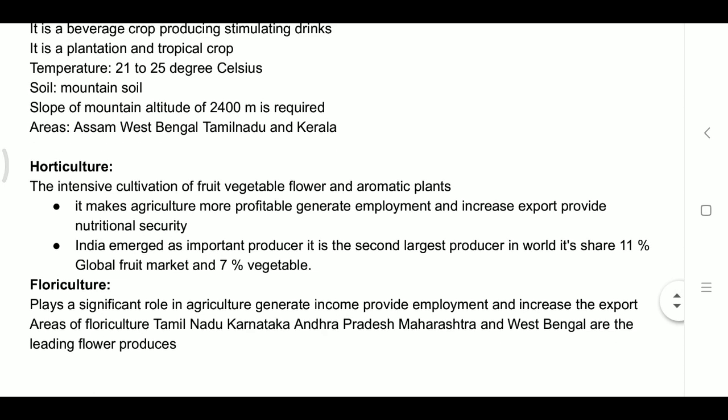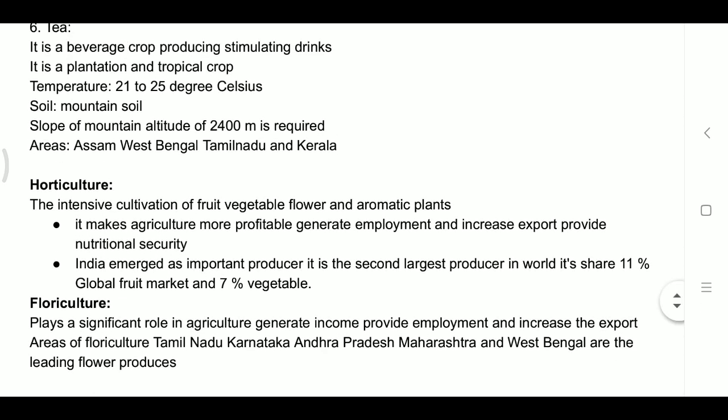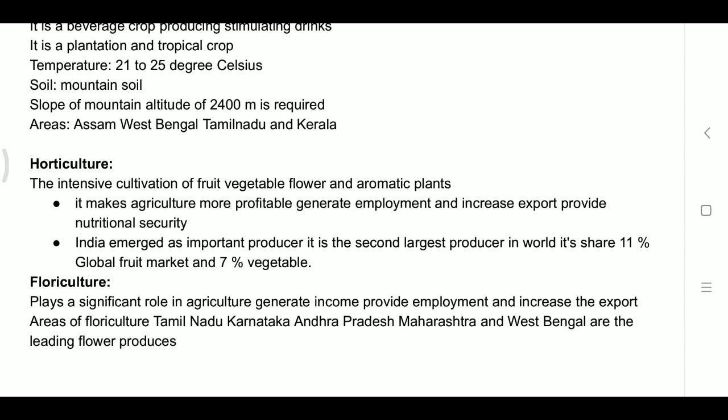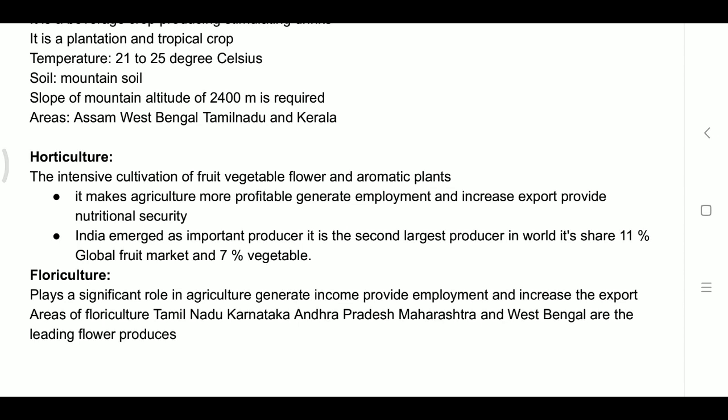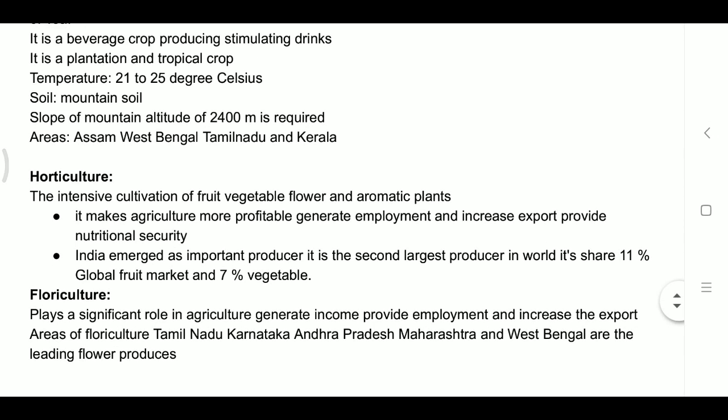Mountain soil should be there, which is rich in humus content, and slopes of mountains are required. More height is required, I mean altitude more than 2400. Assam and West Bengal are the leading producers of tea even in the world. Tamil Nadu, Kerala and Karnataka also have tea cultivation.